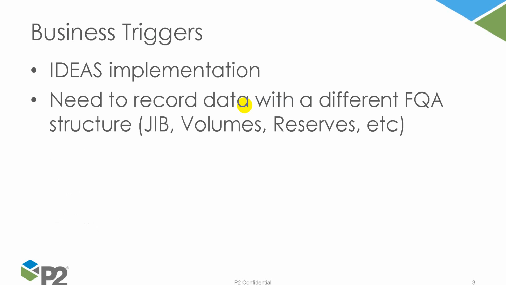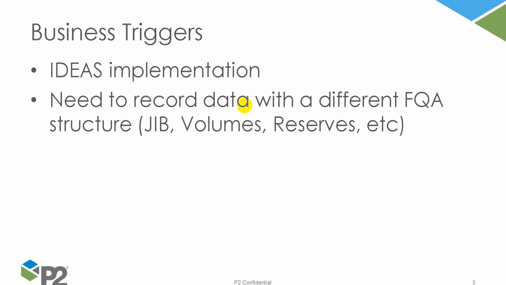Starting with the business triggers, we need to run this process usually when we are doing an IDEAS implementation. This is the first step in configuration. So before anything else can be done, we need to define the ledger and determine the FQA structure for that ledger.